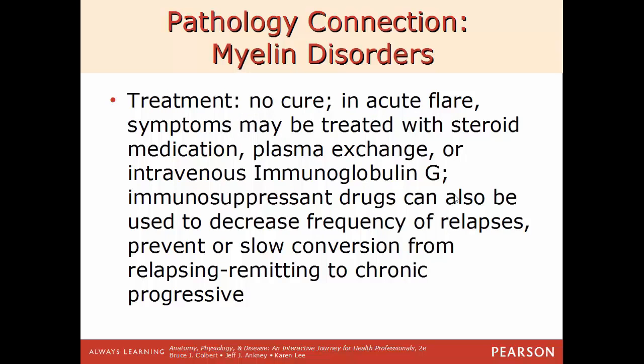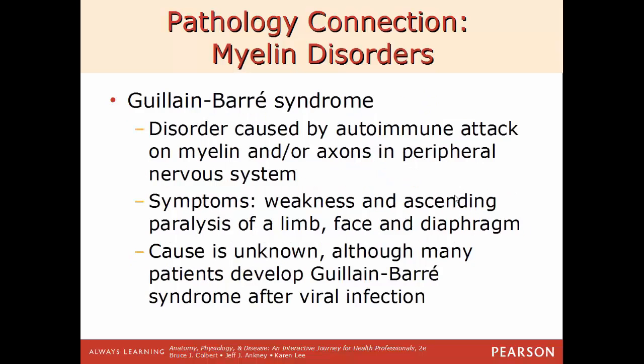As for treatment, unfortunately, there's no cure for MS. In an acute flare-up, symptoms can be treated with steroids or plasma exchange or intravenous IgG, immunoglobulin G. Immunosuppressant drugs can also be used to decrease the frequency of the relapses or also to prevent or slow the conversion from relapsing remitting to chronic progressive. But unfortunately, there is no cure for MS. You can manage symptoms, but there's no set cure for it. Right, another myelin disorder, Guillain-Barré.